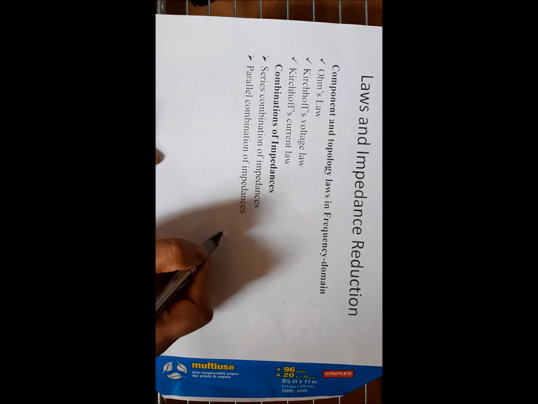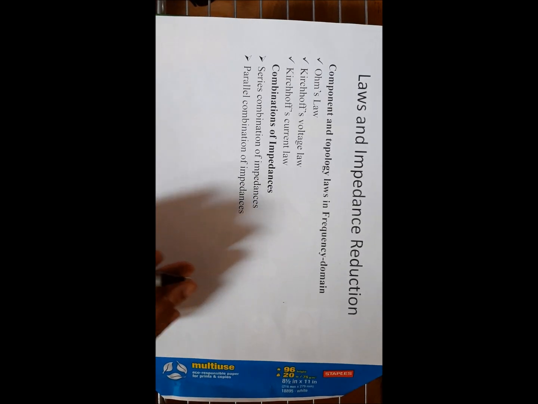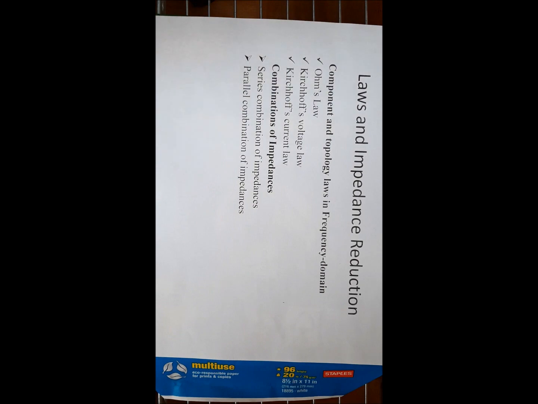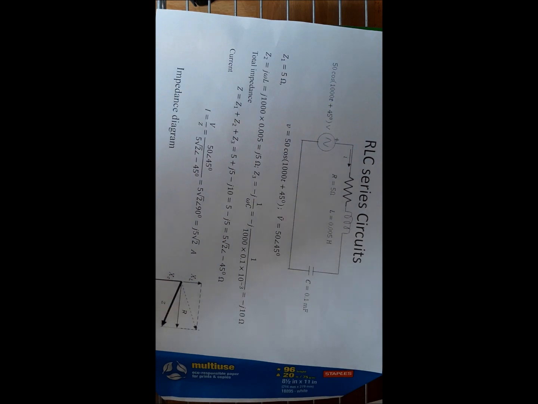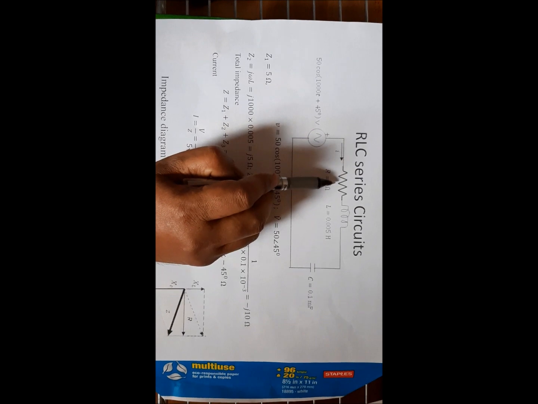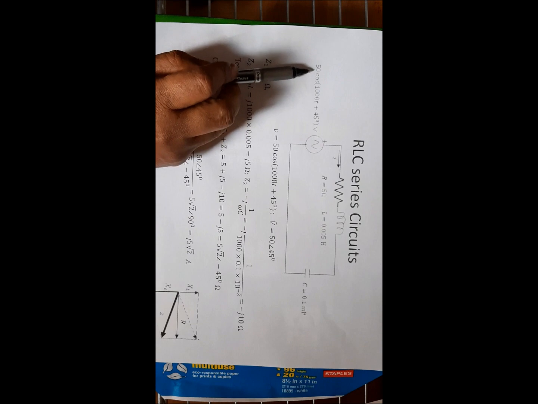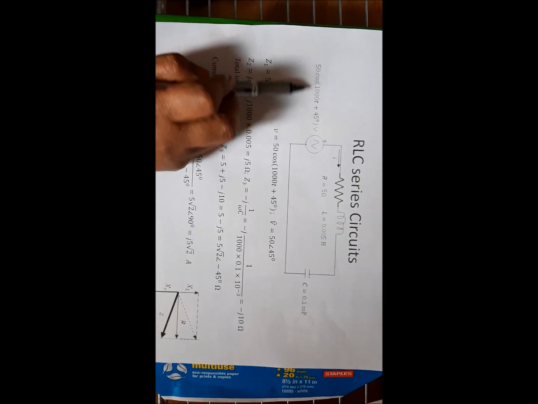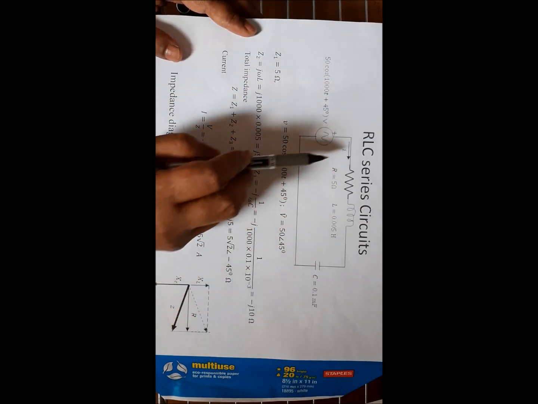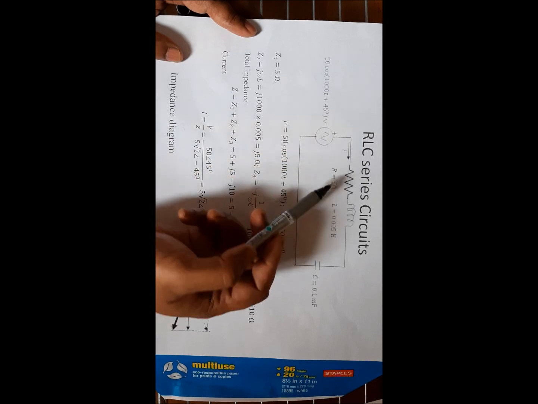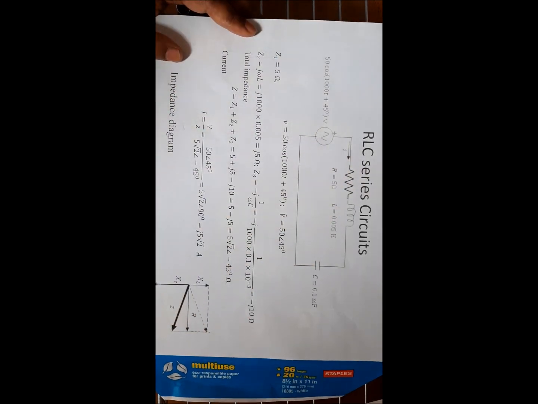For example, if you have a few impedances in series, let me give an example here. Let us consider an RLC series circuit. Here you see we have a resistor, an inductor, and a capacitor, and this is the AC voltage excitation. For this circuit we have to find the current, and also the impedance diagram and phasor diagram.